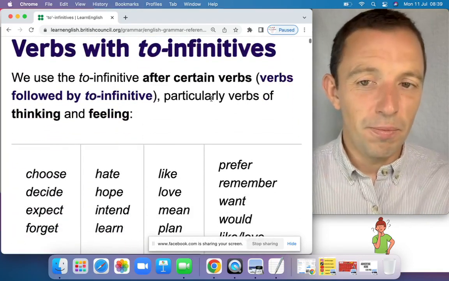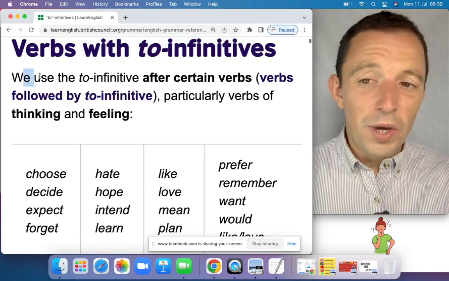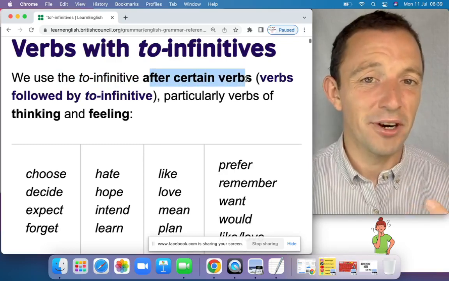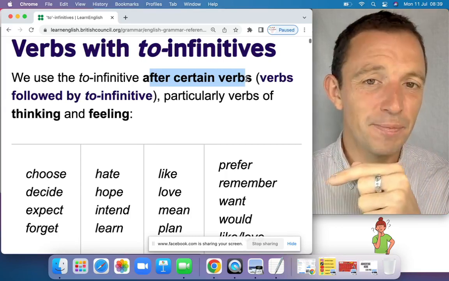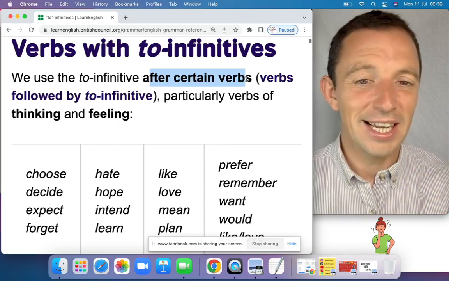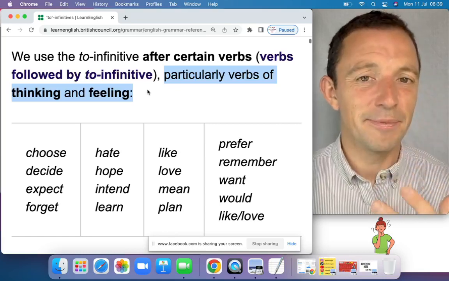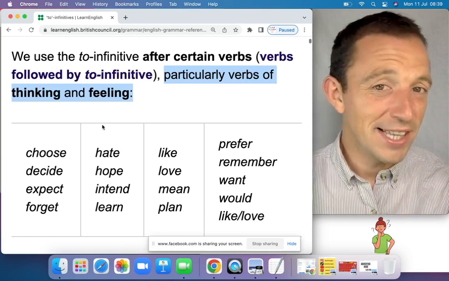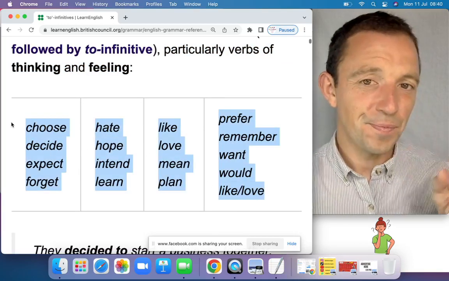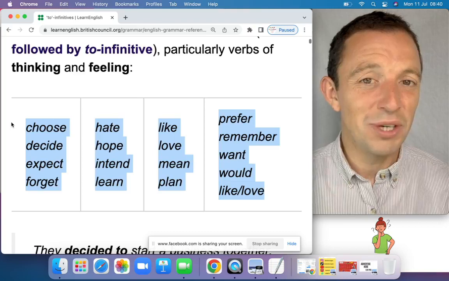Okay, so verbs with two infinitives. We use the to infinitive after particular or certain verbs. So after particular verbs, it's necessary, it's typical to use the infinitive. Okay, and that's very, very important. Particularly verbs of thinking and feeling. So here is the list. And after these verbs, the next verb is the infinitive. And this is the list that is necessary to remember.